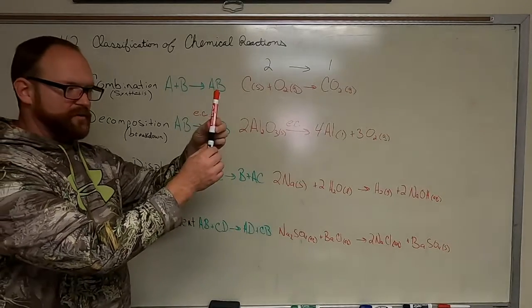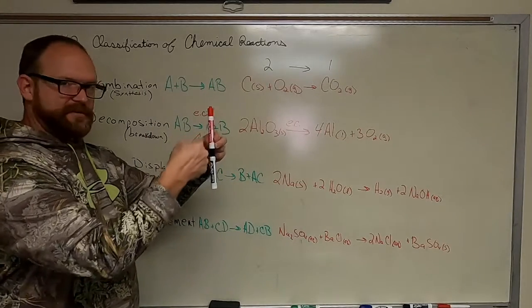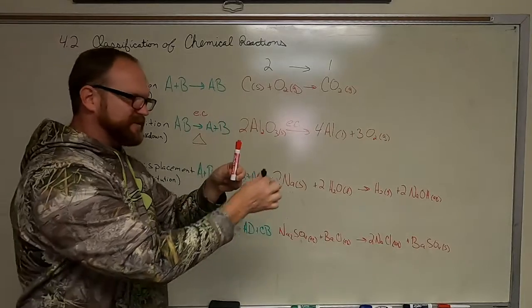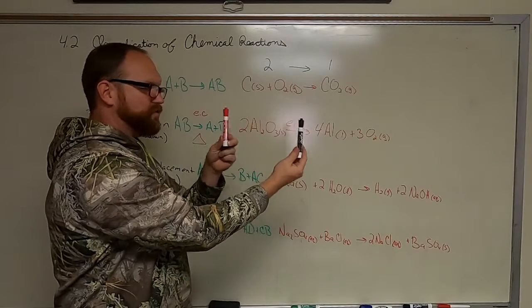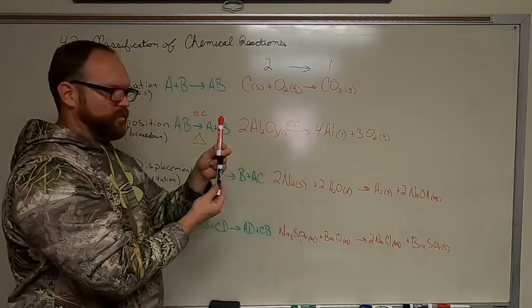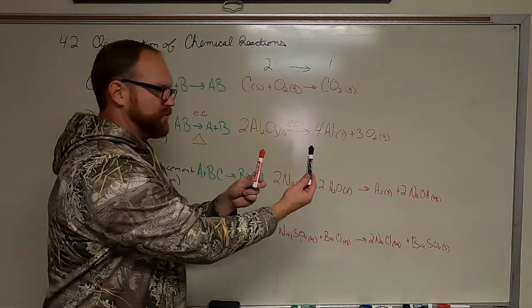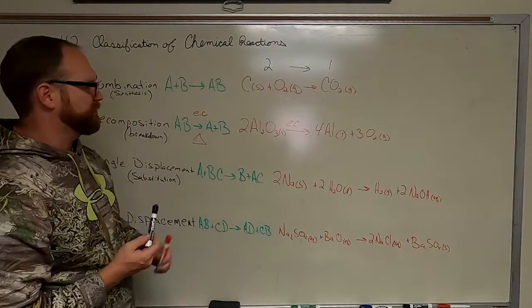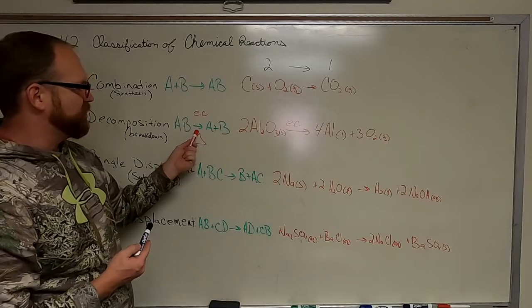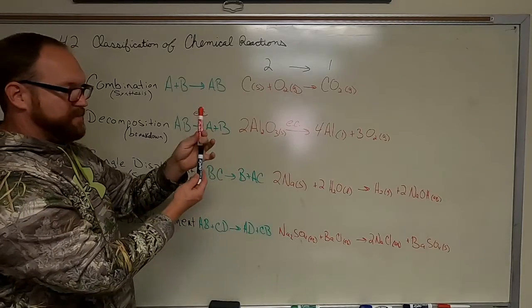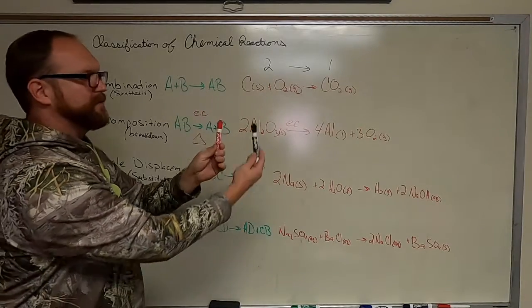So we have one reactant, something happens to this reactant, and it breaks down into two different products. So from one reactant to two different products. And so that's what happens here. AB yields A plus B.